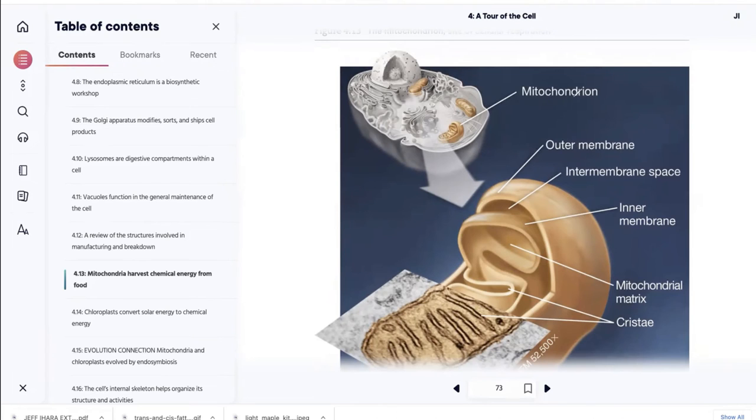What goes on in the mitochondrion? ATP production. What goes on in the chloroplast? Well, ATP production.